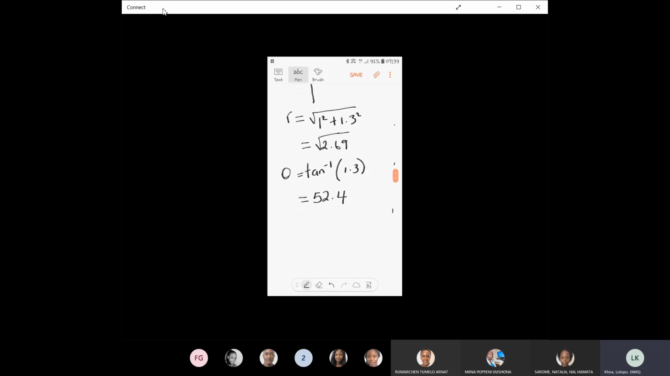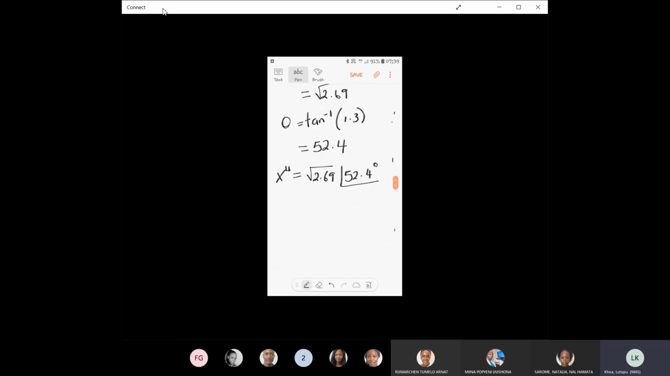Right, so this is just tan inverse of 1.3 divided by 1, which is just 1.3, and I got 52.4. Okay, so now I have my r and theta. I can rewrite this. So I have x to the power of 4 equal to the square root of 2.69, and then my angle is 52.4 degrees. So remember, with this De Moivre's theorem, it doesn't matter whether your angle is in degrees or radians, it works either way. But the next one we will do, it is a must that your angle must be in radians.